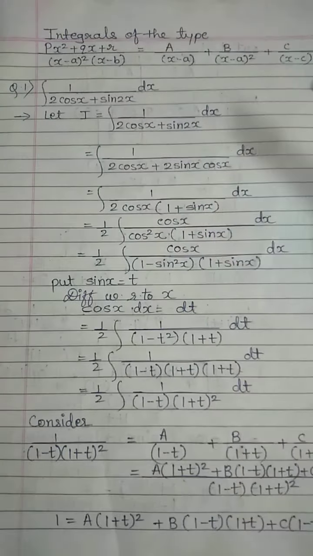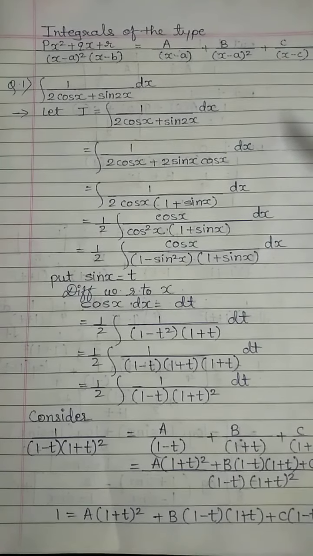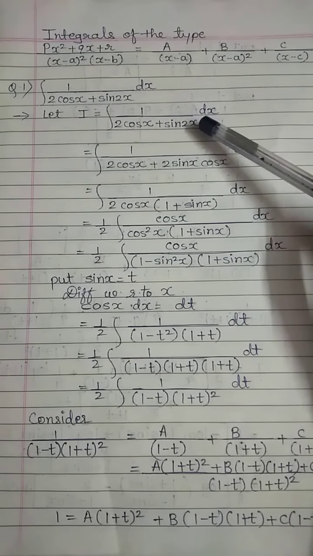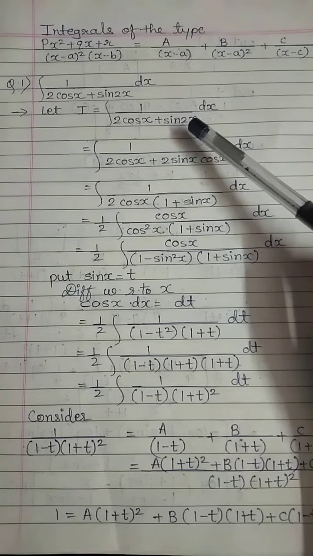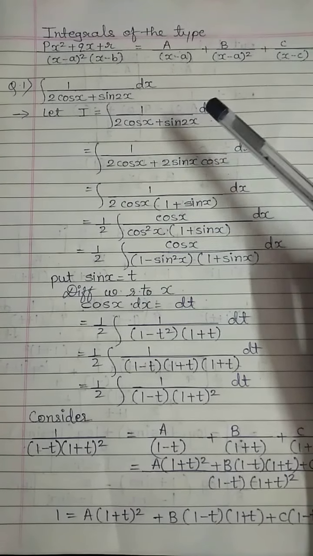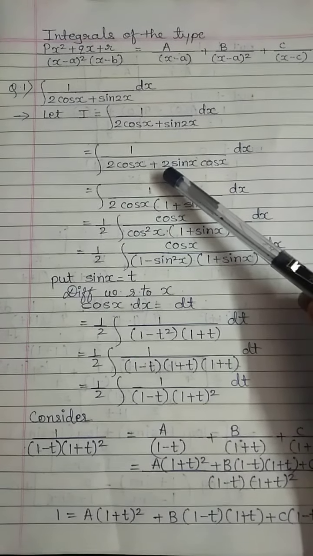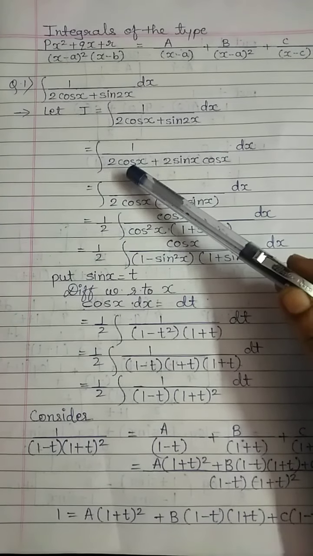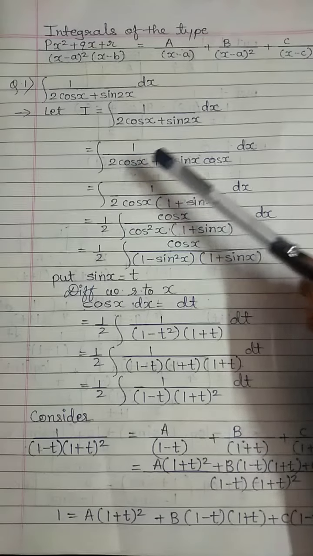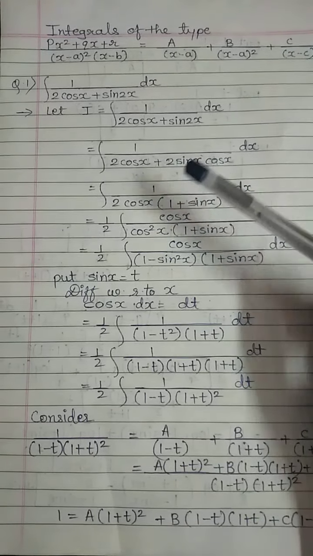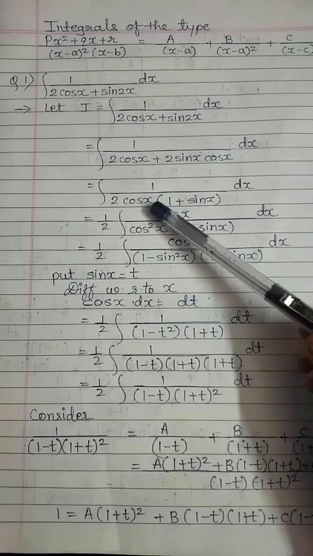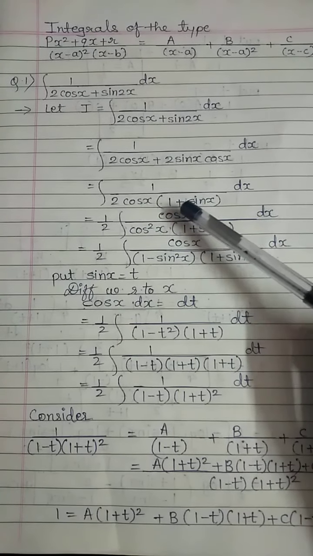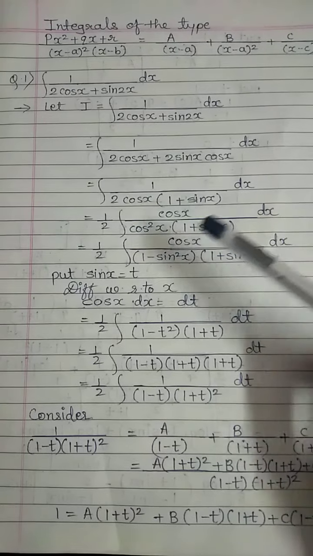Integration of 1 upon (2 cos x + sin 2x) dx. Now we will consider the given integral as I, and we know the formula of sin 2x. That formula we will substitute here, that is 2 sin x cos x. Now if you observe this term, then 2 cos x we can take common from both. So taking 2 cos x as common in the denominator, the bracket term will be 1 + sin x.